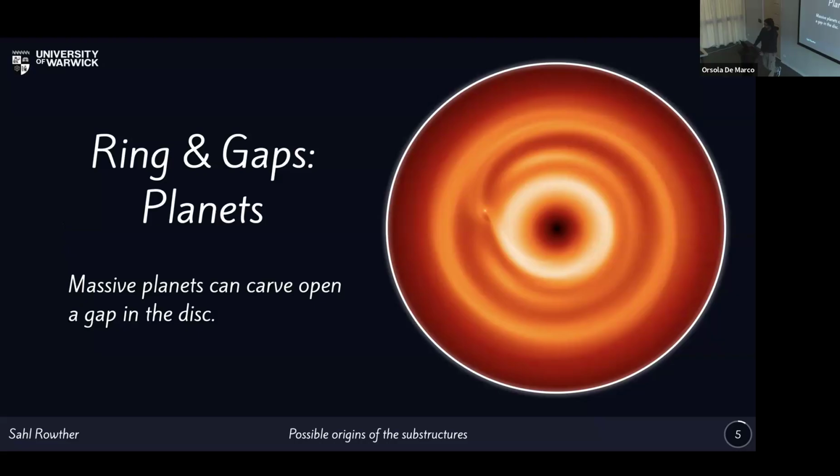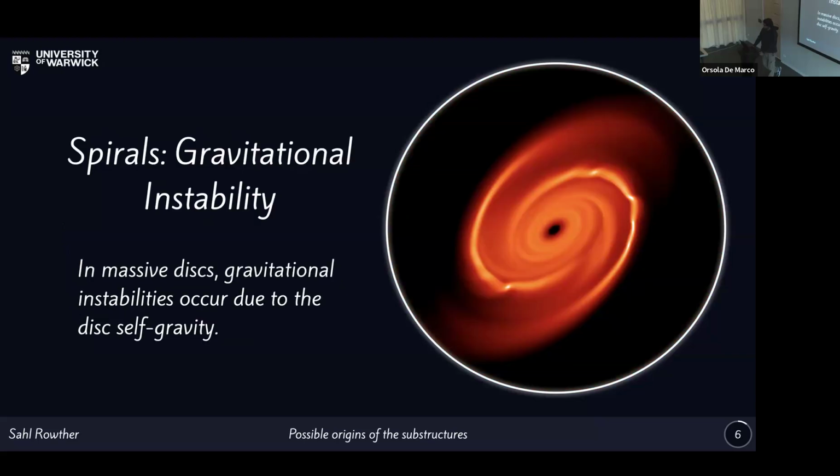For example, one explanation for the rings and gaps could be a massive planet that opens up a gap in the disk, creating the ring and gap structure. A possible explanation for large-scale spiral arms is gravitational instability, where the disk is massive enough that its self-gravity drives the evolution of the disk, so it becomes unstable and forms the spiral structures you see here.